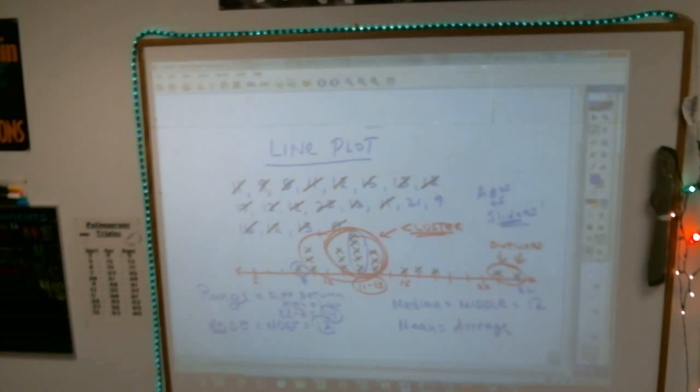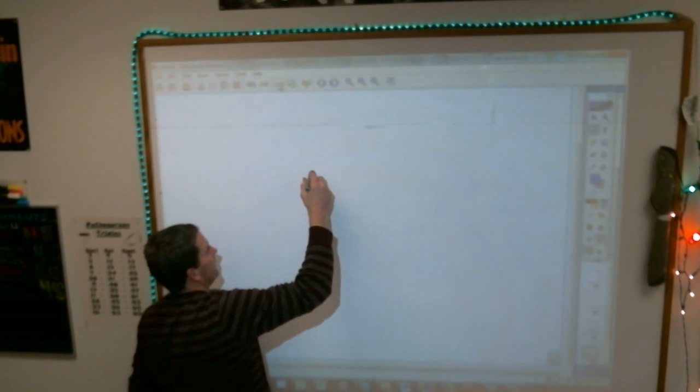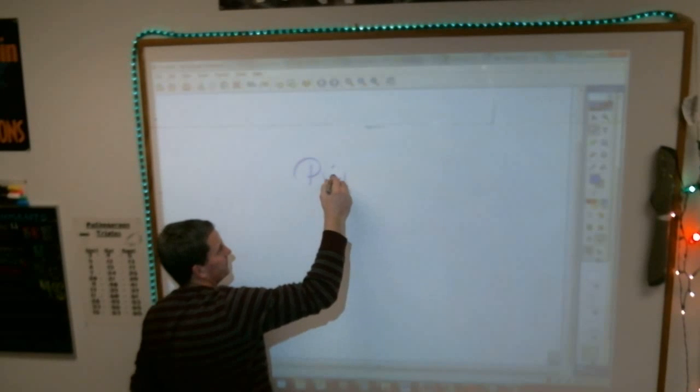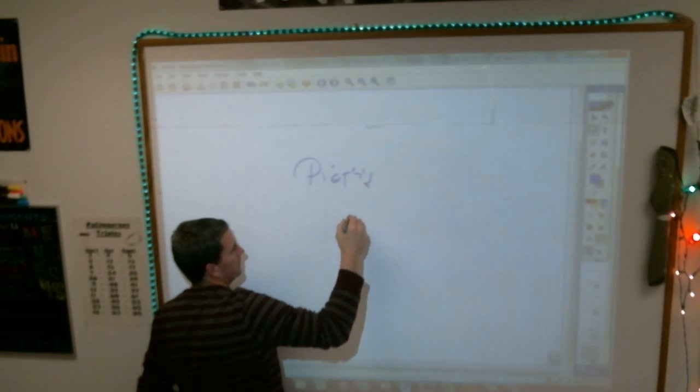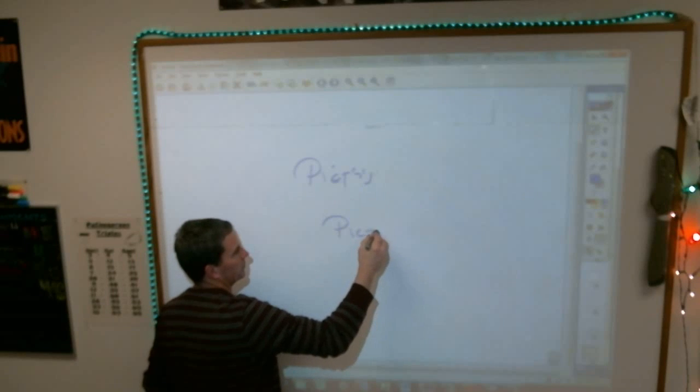Now, take a look at page 321, please. Well, yeah, you can take a look at this. We got a couple more things to talk about. One of them is a pictograph. Why don't I write it right here? Pictograph.